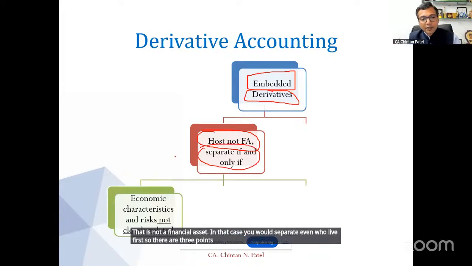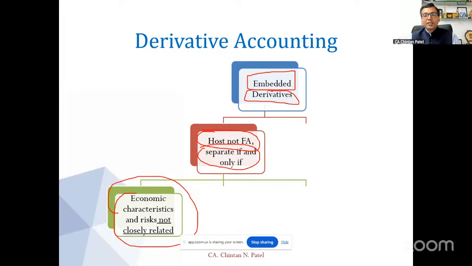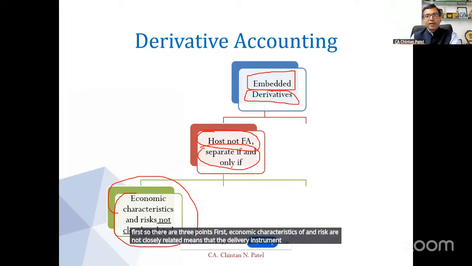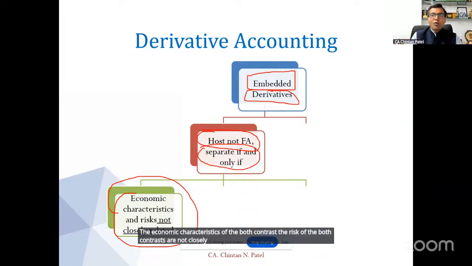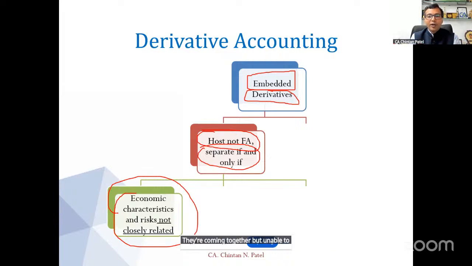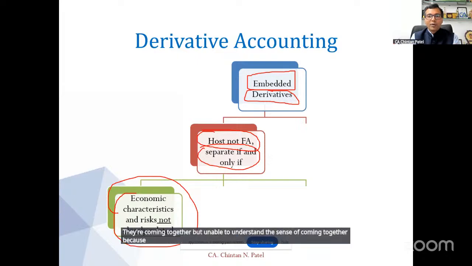First, economic characteristics and risk are not closely related. It means that for the derivative instrument and the main host contract, the economic characteristics and the risk of both contracts are not closely related. There is no sense in looking at why they are being combined together. They are combined together, but we are unable to understand the sense of their coming together because the economic characteristics and risk are separate for both of these things. Let us take one example to understand.